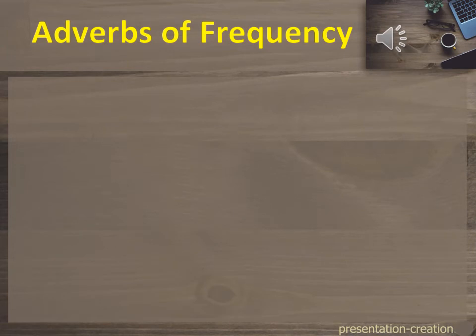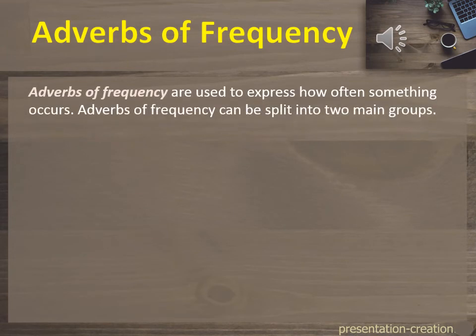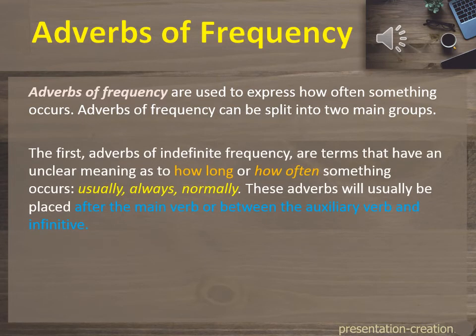The next type, adverbs of frequency. Adverbs of frequency are used to express how often something occurs. Adverbs of frequency can be split into two main groups: adverbs of indefinite frequency and adverbs of definite frequency. The first, adverbs of indefinite frequency, are terms that have an unclear meaning as to how long or how often something occurs. For example, usually, always, normally.